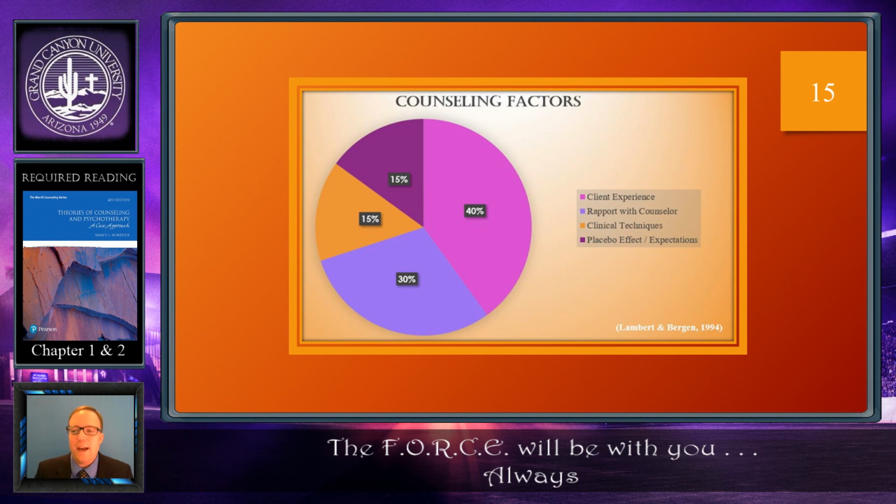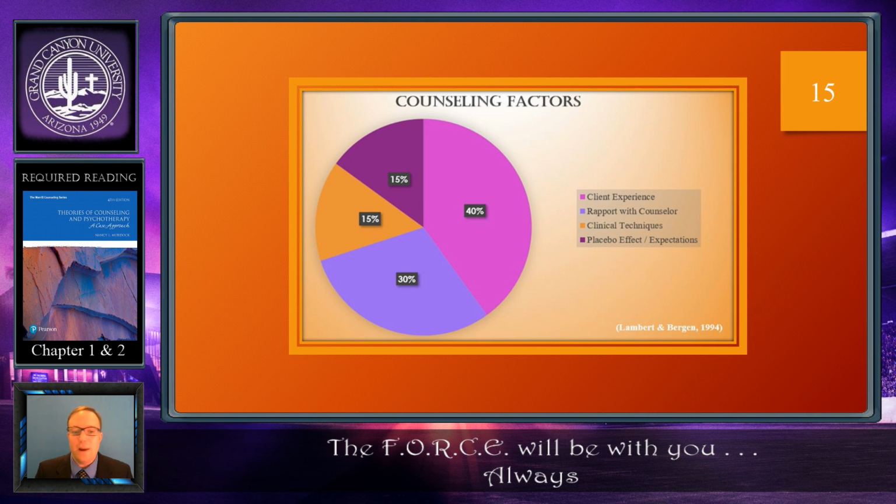You actually only have control over how you decide to interact with your client and build rapport, so you'll see 30% there. And you have control over your clinical techniques and your theory and the things that you do in the session or ask the client to do in session. So if you add those two things together, it's 45%.